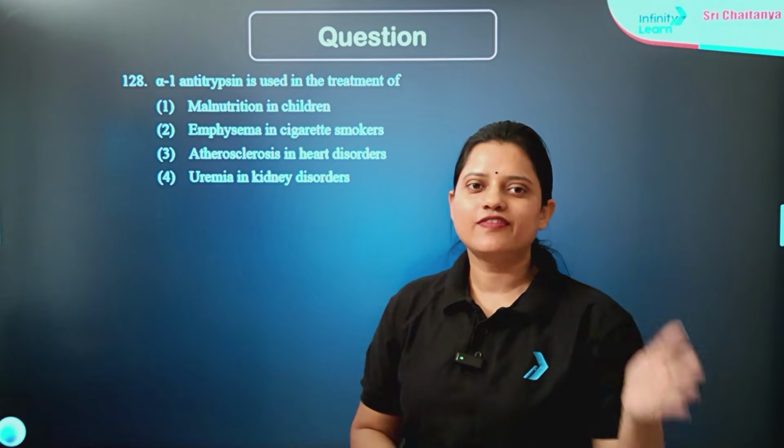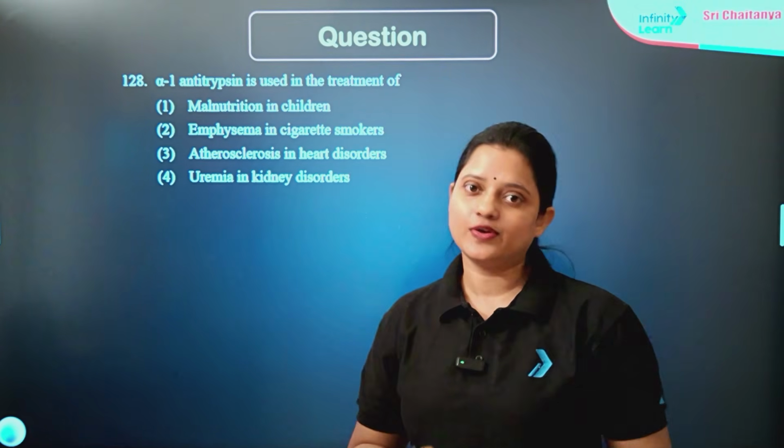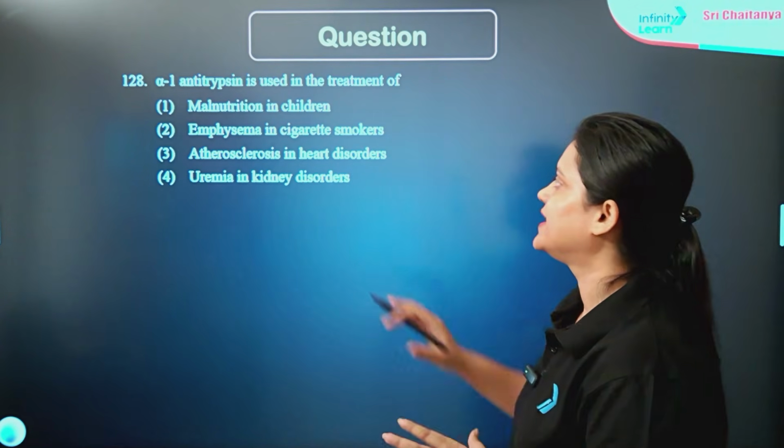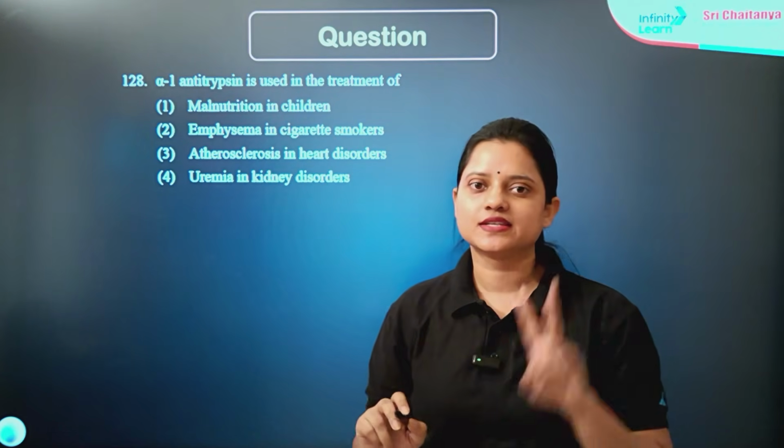Next, alpha 1 antitrypsin is used in the treatment of, from the biotechnology chapter, and we use alpha 1 antitrypsin to treat emphysema in cigarette smokers. So answer is 2.